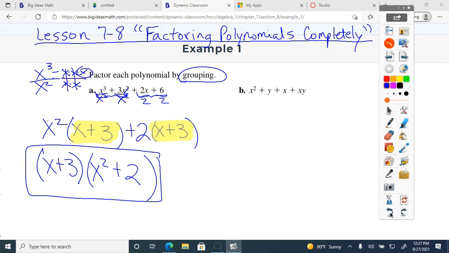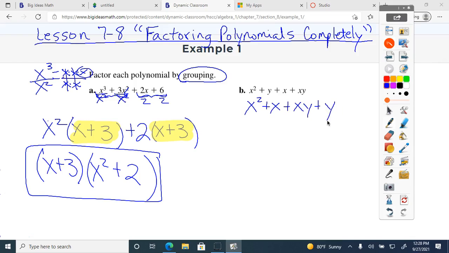Sometimes A was ready for us, B is not. Why is B not? What's wrong with B? It'd be x squared plus x plus y. No, plus xy plus y. X squared plus x plus what? xy. Plus y. Y. Very good.